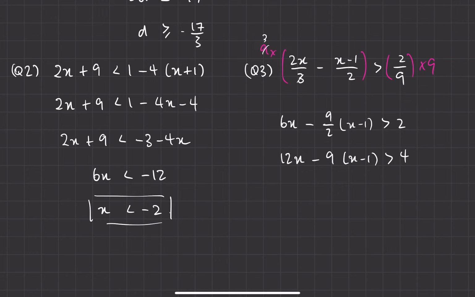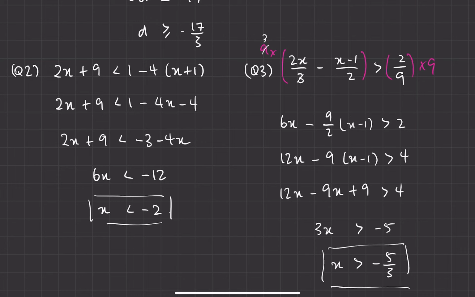Now it's a very similar situation to the last two questions. So minus 12x, let's expand everything. Collect the x's together, 3x, and move the 9 to the right hand side, so minus 5. x is greater than minus 5 on 3. And that's the answer to that question. Cool, so nothing too crazy there. Just linear inequalities.